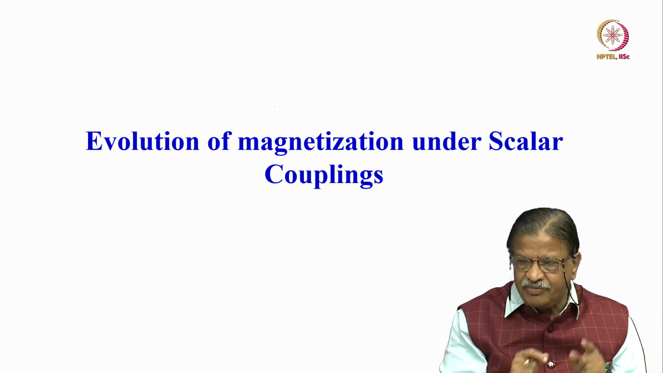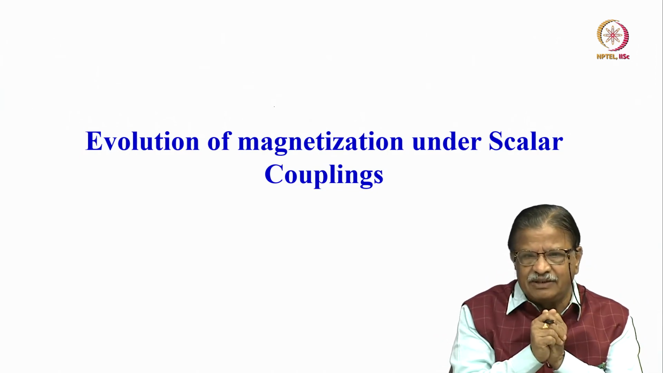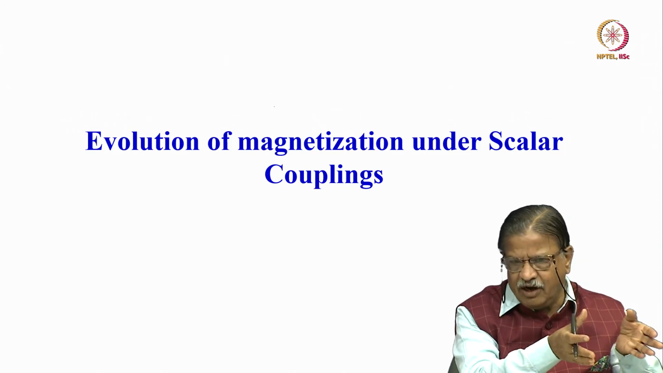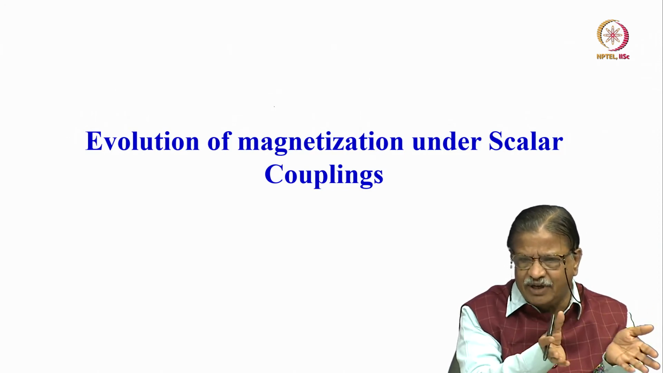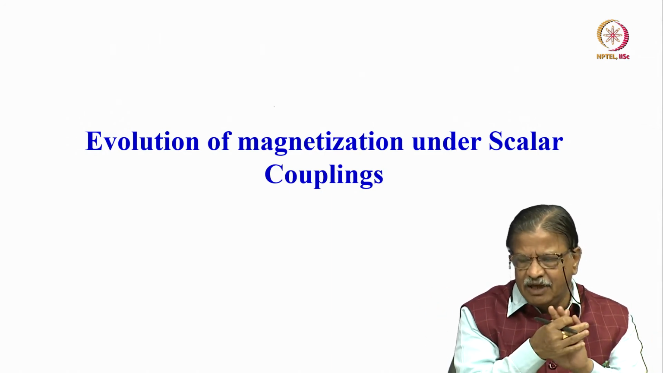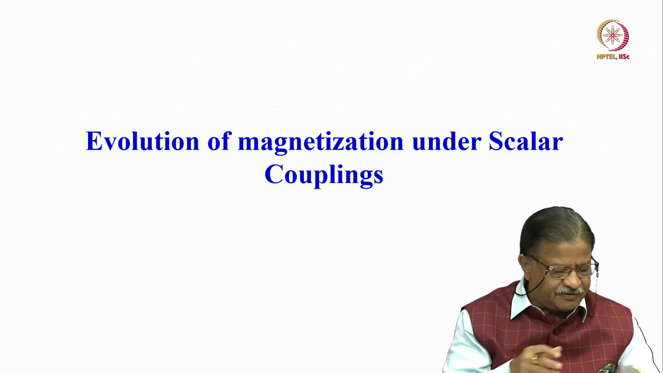With this idea, now we will understand the evolution of magnetization under scalar coupling. This is the evolution under chemical shift, because you are not doing anything, we keep moving it because of the offset, nu naught minus nu r. The offset is also called chemical shift. It is moving under the influence of chemical shift.